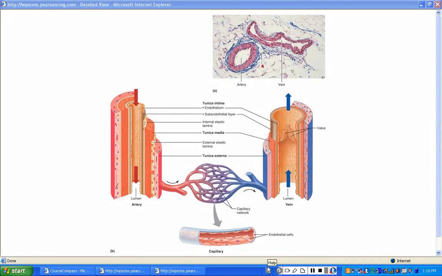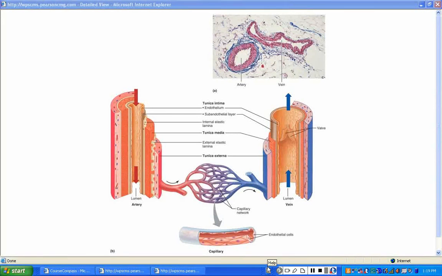Now look at the picture above, the slide picture up at the top. This is one of those times where we will actually have a better picture on our slides in our lab than they have in the book, which is pretty cool. But even now, looking at your book, you can see in that slide picture that the artery and the vein look very different when they show them on a slide.